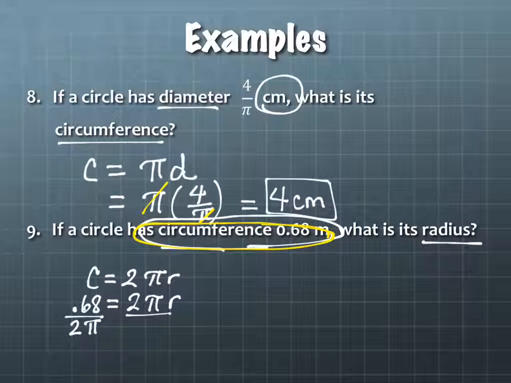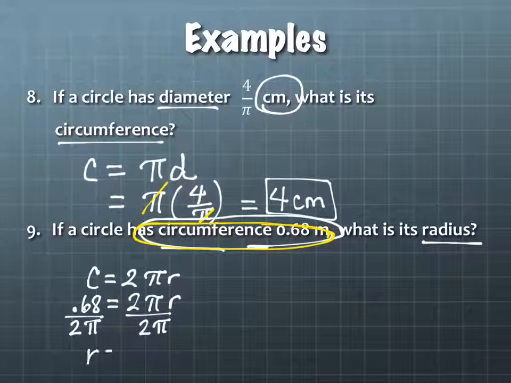You divide by the 2 pi. Now, another word to the wise with your calculator. Please make sure that your calculator understands that it's not divide by 2 and then multiply by pi. Many of your calculators will require that you put a parenthesis around that denominator. Otherwise, it will not do order of operations the way you intended it to do them.